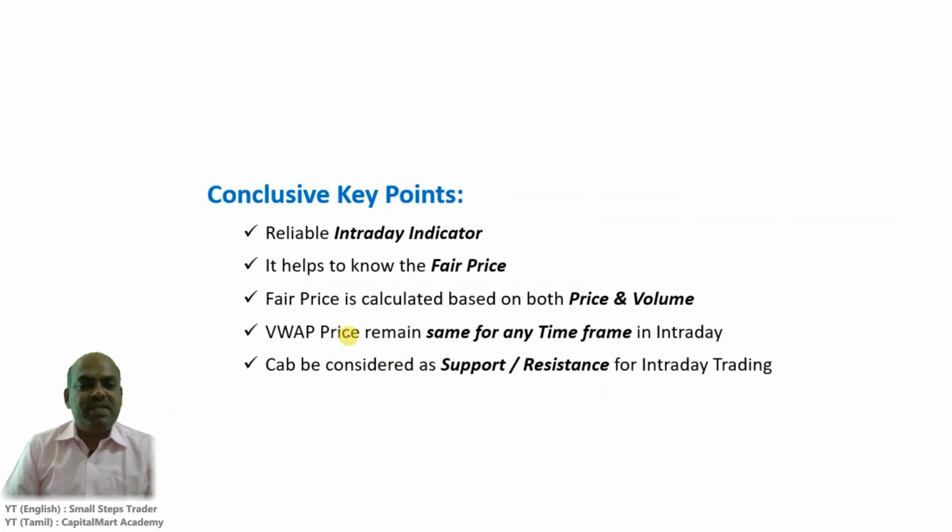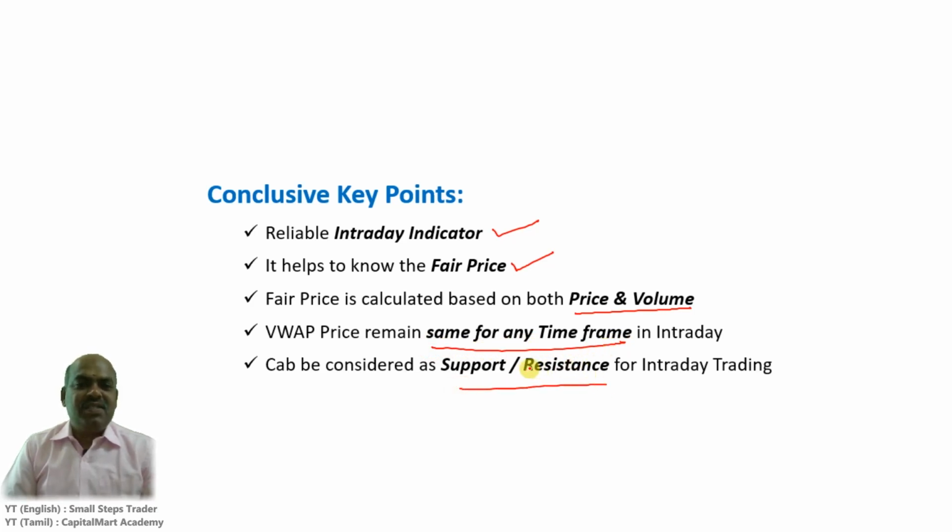So the key point here is that it is an intraday indicator to identify the fair price on intradays. It calculates both price and volume. Whatever time frame you use in the intraday, the VWAP remains the same and it acts as support and resistance. So it's a very simple and more reliable indicator.